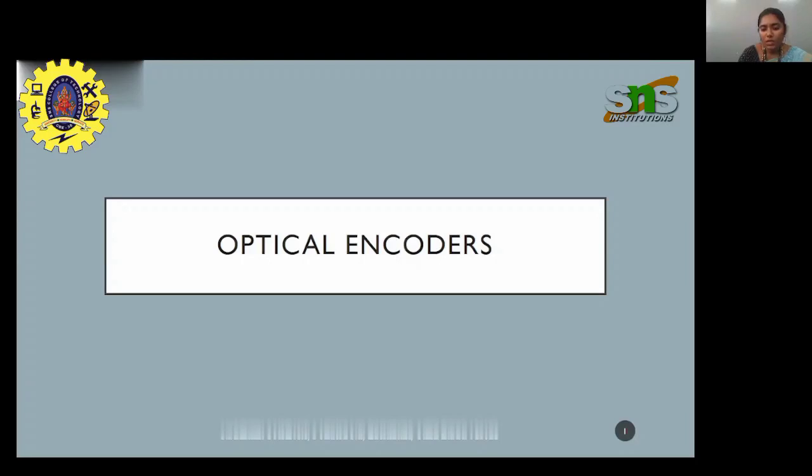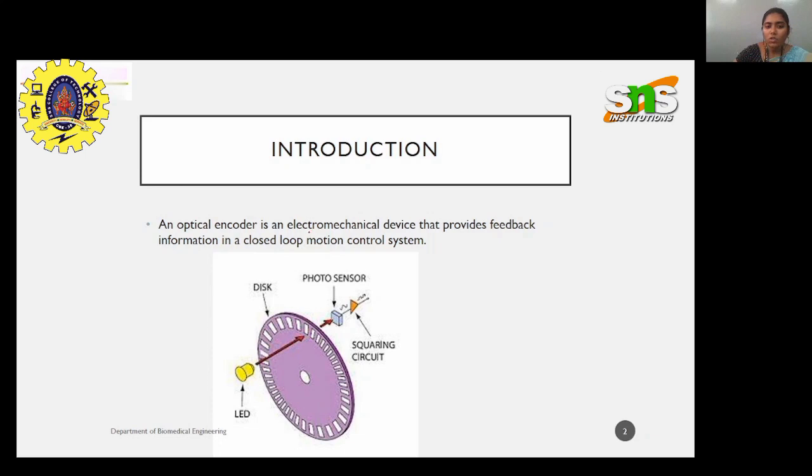Hi students, in today's class we are going to discuss a new topic, that is optical encoders. It is an electromechanical device that provides feedback information in a closed loop motion control system. It provides information in terms of position, velocity, and their direction. That is the main role of optical encoders.